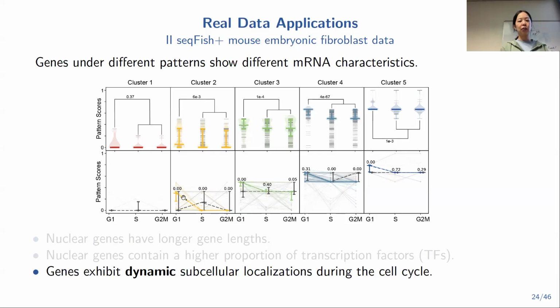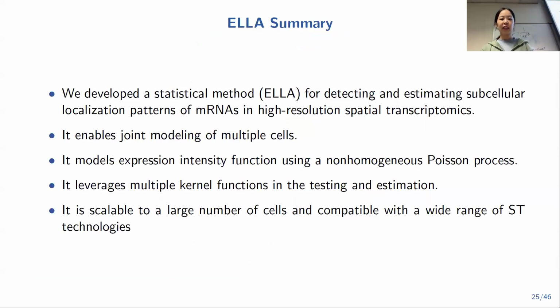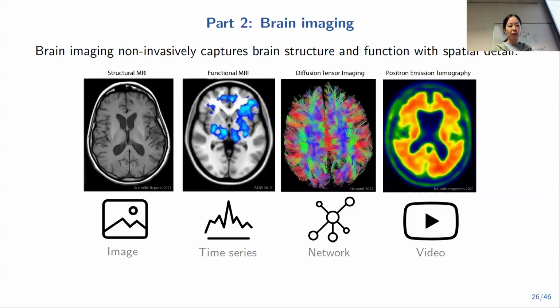For example, this particular gene is not as much nucleus enriched in the G1 phase, but it becomes quite nucleus enriched in the M and G2 phase. So the dynamics of subcellular localization is quite interesting because it's related to the regulation and functions of cells. Yeah, that's basically about the first project. So we developed a method and applied it to quite a few real data sets. I'll skip the summary and introduce the second part.